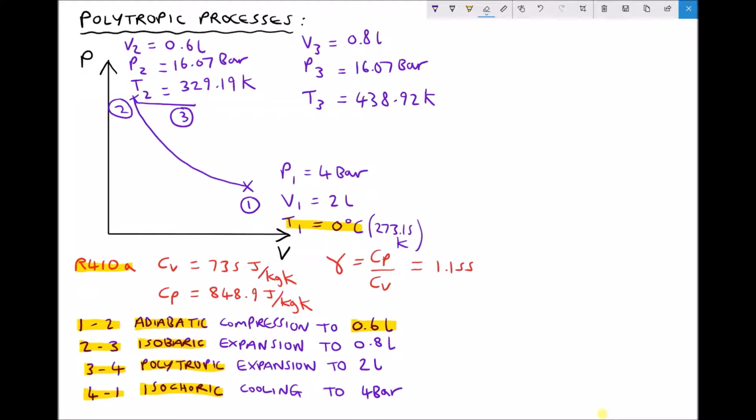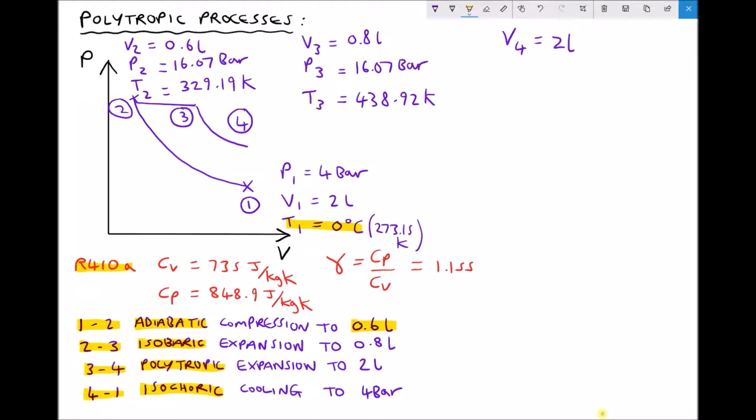So I'm going to sketch position 4 on this diagram, and then we can look at how we know the location of position 4. So polytropic expansion, when a gas expands, its volume increases and its pressure decreases. So we're going to have another curve like so. Now what we know from the question is that the volume at position 4, V4, and I'm going to write it in the top right hand corner, is 2 litres. We have an expansion up to 2 litres.